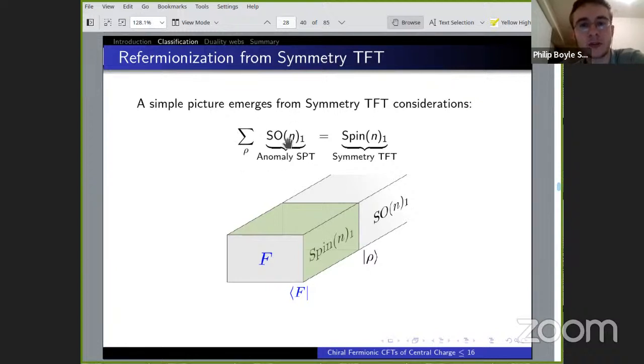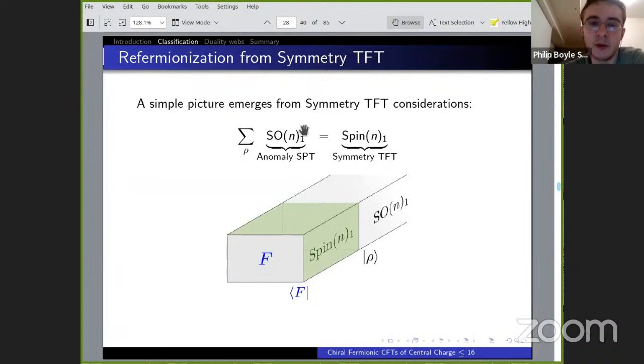And if you do the spin structure sum, it takes you to another topological theory, which is Spin(n) level one. Now, there's a really annoying fact here. SO(n) level one is a spin theory. Spin(n) level one is a non-spin theory. The names are opposite to whether they are spin or not spin. Yes, but this is just a fact of life.